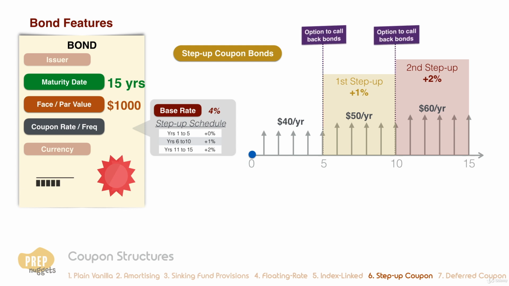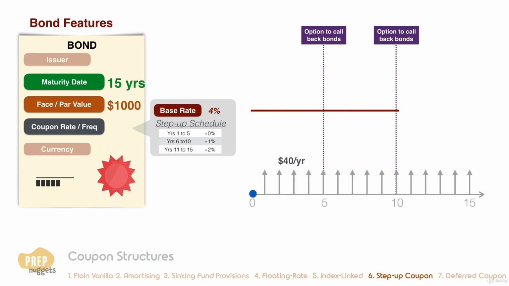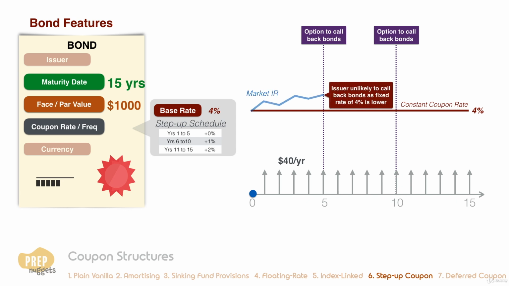Typically, step-up coupons have a call feature that allows the firm to redeem the bond issue at a set price at each step-up date. This feature can offer bondholders some protection against rising interest rates. To illustrate, consider a bond with just a constant coupon rate. When market interest rates rise, the issuer is unlikely to call back the bonds as it is cheaper to pay the interest for this bond than to refinance with new borrowings.